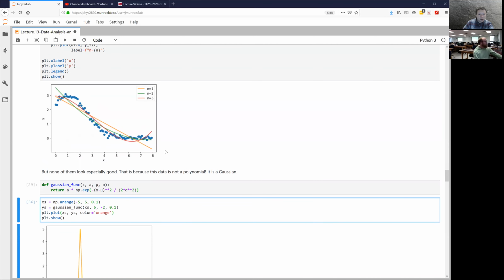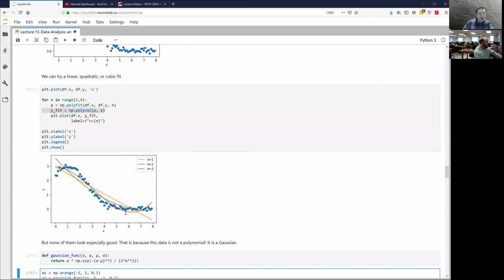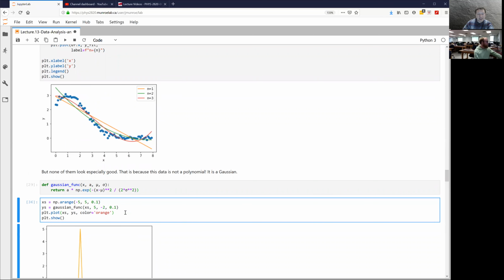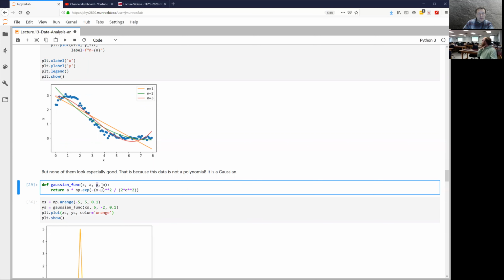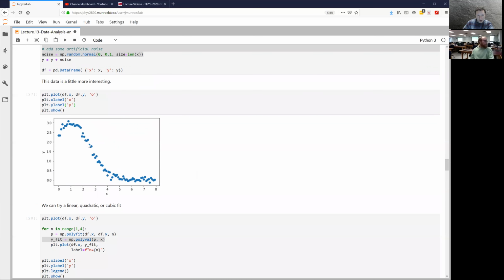This data has a Gaussian profile with some noise. The task here, and this is a common task in experimental science, is to figure out what the best amplitude, mean, and standard deviation is that approximates that data. So that's the goal: try and figure out, or fit, a Gaussian that approximates this data.